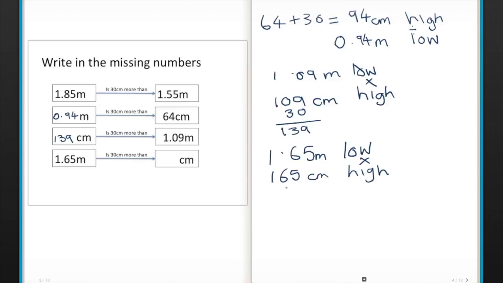Then we've got to take our 30 centimetres off because this is 30 centimetres less than that. So let's take 30 off because we're working the other way around, we're doing the opposite. And of course it's 135. Just do that in my head and we can write that over here.